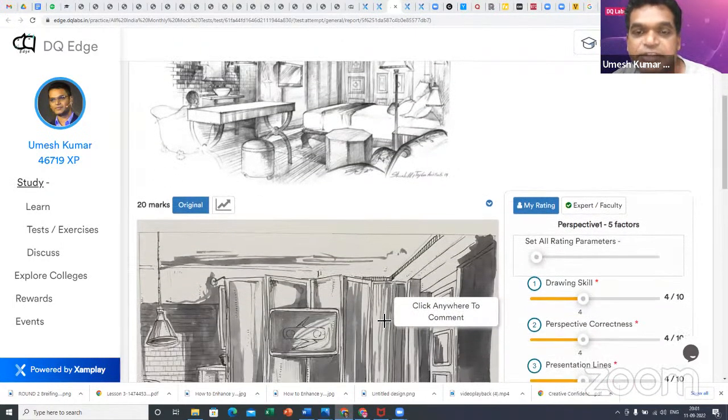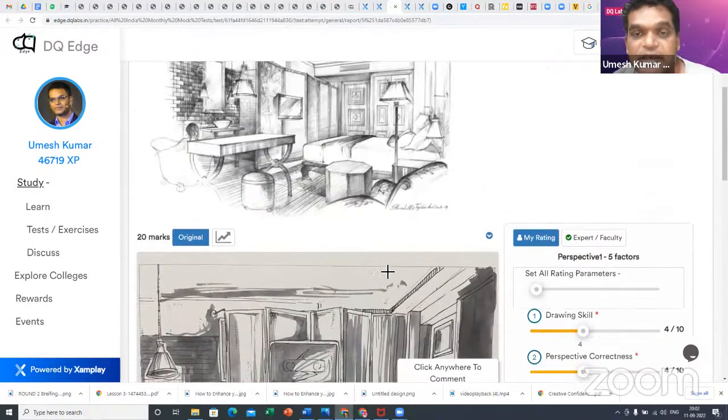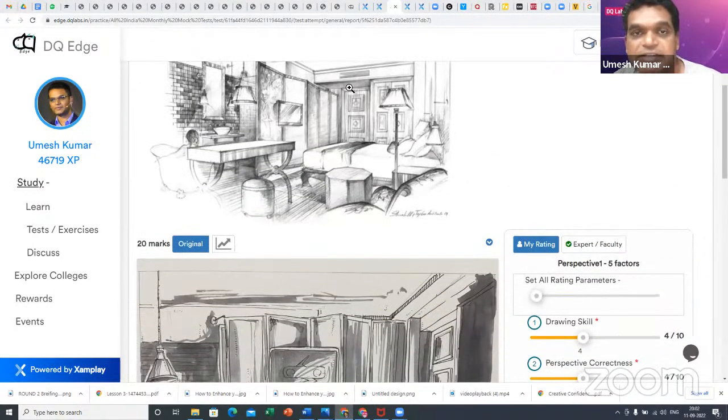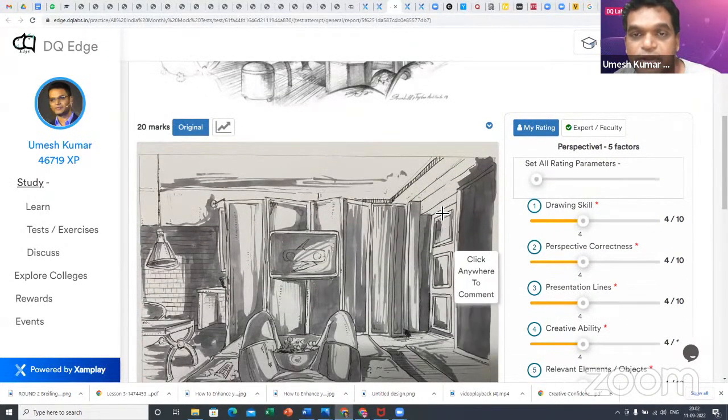Also, this detail that you have drawn here, the wall cornice, and you can also see that there is an AC vent. You have shown the door here, but on top of the door, you also need to have the AC vent, which is missing.